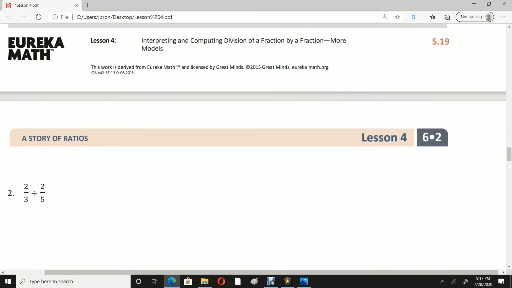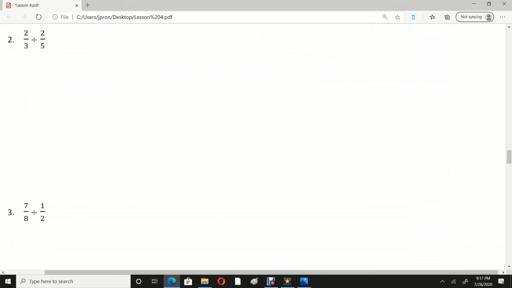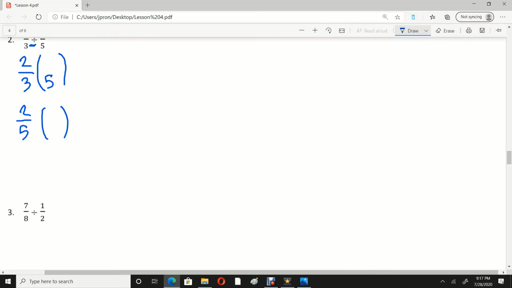exercise 2. All right, this time we have 2/3 divided by 2/5. Very uncommon denominators, right? There's nothing specifically I can multiply. I can't just multiply 3 times 2 to get me to 5, right? But what I can do is take each of them individually, take 2/3 and 2/5, and turn them into equivalent fractions by multiplying them by the other denominator. So for 2/3, we'll multiply 3 times 5 to get us 15, and we'll multiply 5 times 3 to get us 15.